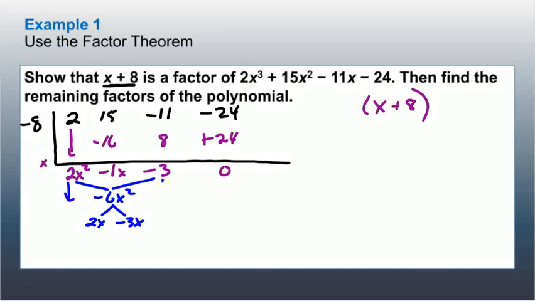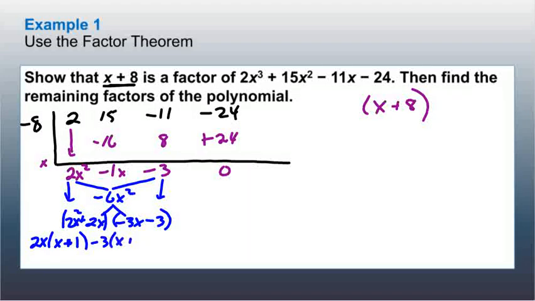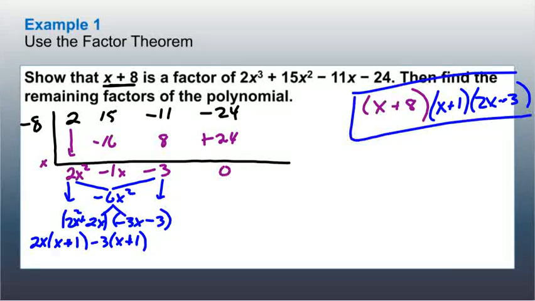If I bring the sides down, I can factor out 2x. That leaves me with x plus 1. Over here, I can factor out a negative 3, and I get x plus 1. So my other factors would be x plus 1 and 2x minus 3. So these would be our factors.